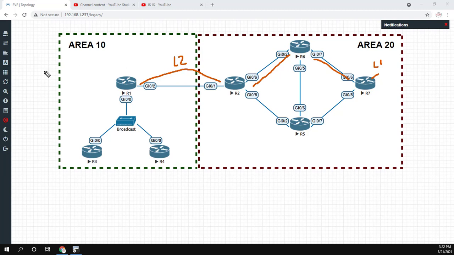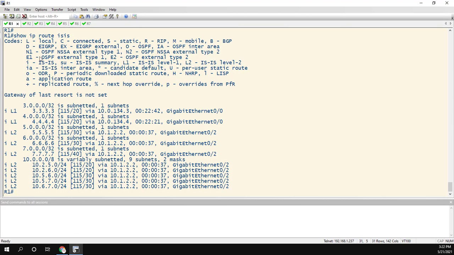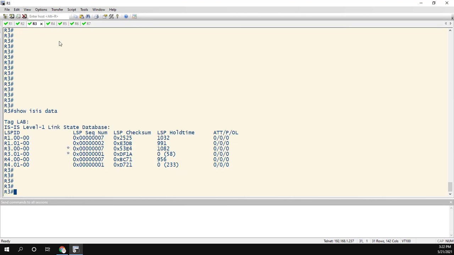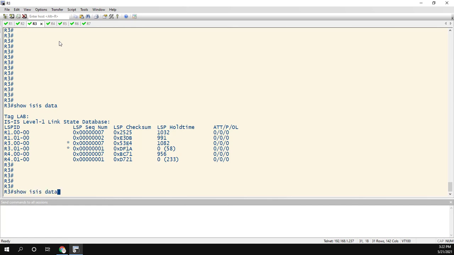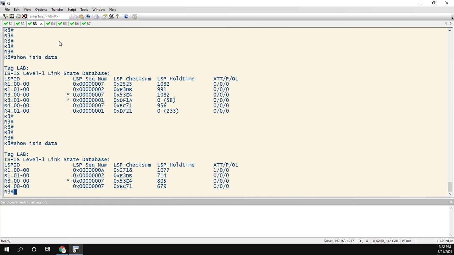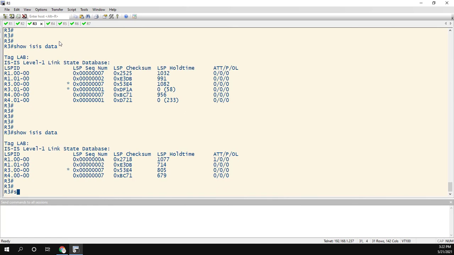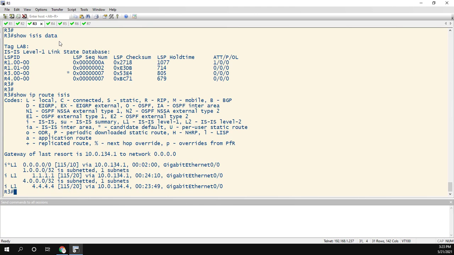So what about if we keep going? Router 1 knows about router 7's loopback. Does router 3 know about router 7's loopback? Let's find out. We can do another show ISIS database just to be sure. I don't see anything. Show IP route ISIS. No, I don't, but look what I do have. I have a default route that was generated by router 1.